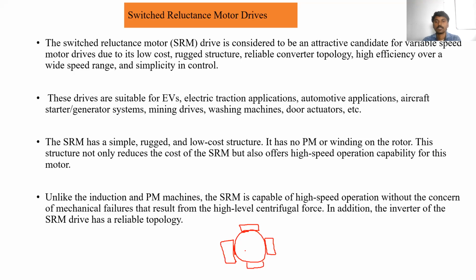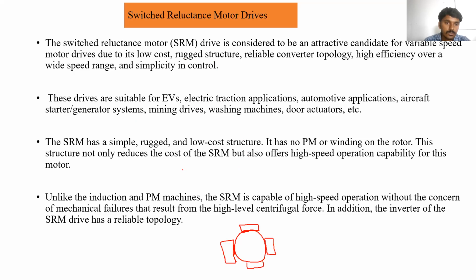That's why surface mounted brushless DC motors cannot be used in high speed applications, because there is a chance that the magnets will separate from the rotor circuit. That's why we cannot use the brushless DC motor in high speed applications, but the switch reluctance motor we can use in high speed applications.